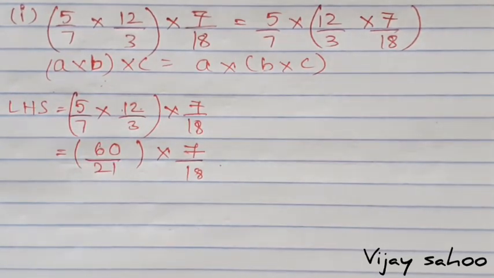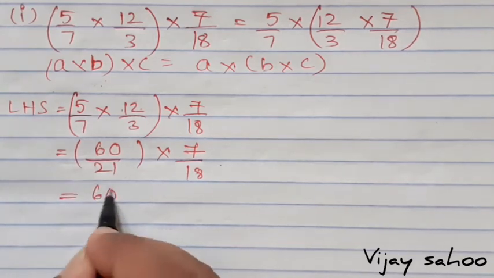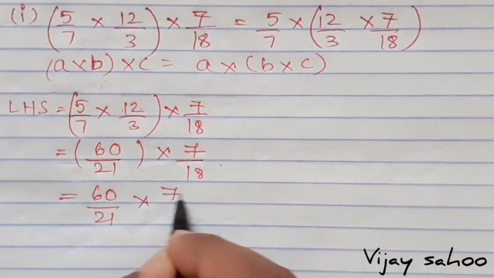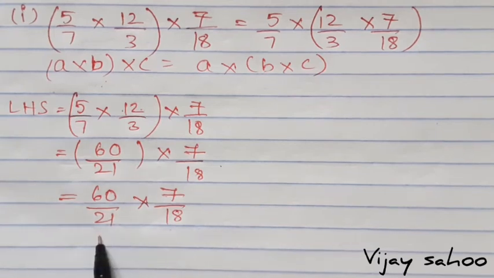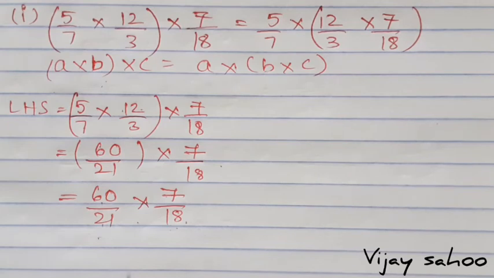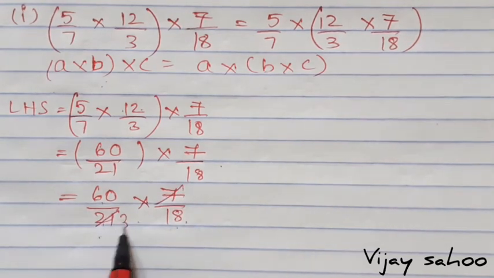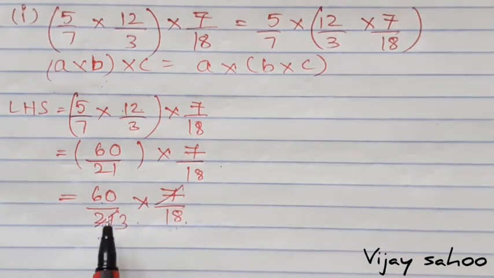So now you can see that 60 by 21, 7 by 18. Again, it is a case of commutative law, that is A multiplied by B. So numerator will be multiplied and denominator will be multiplied by denominator. Before that, if cancellation is possible, then we have to do that. So first of all, 7 3s are 21. This also will be cancelled.